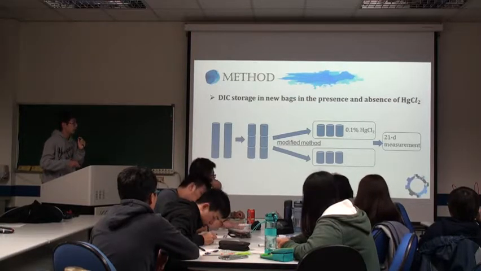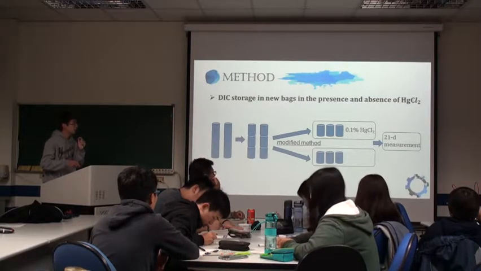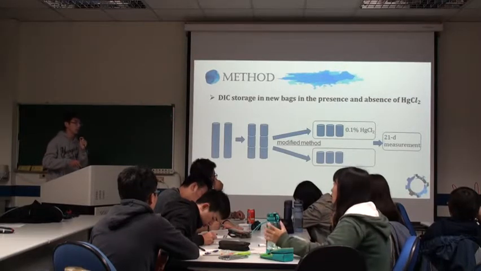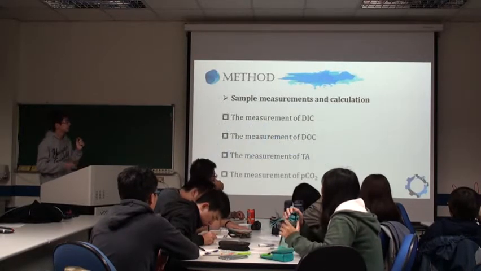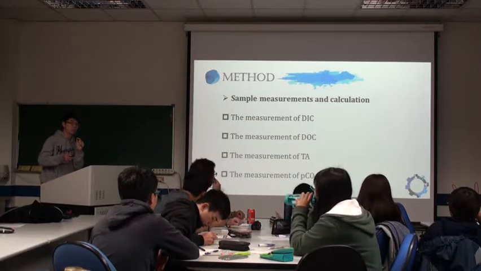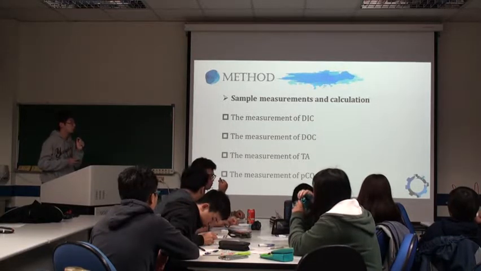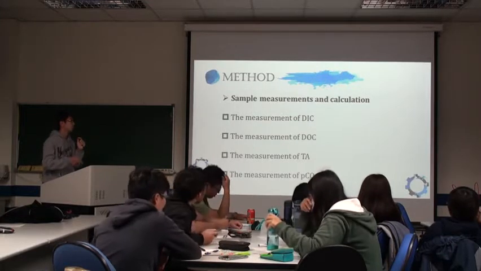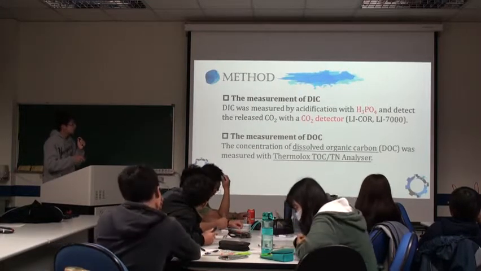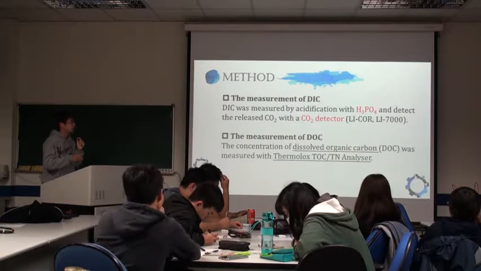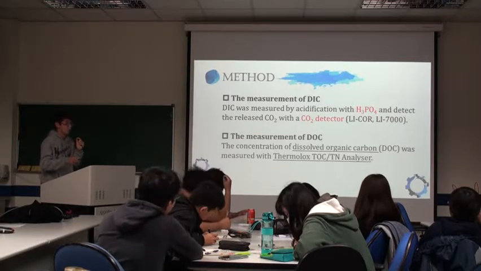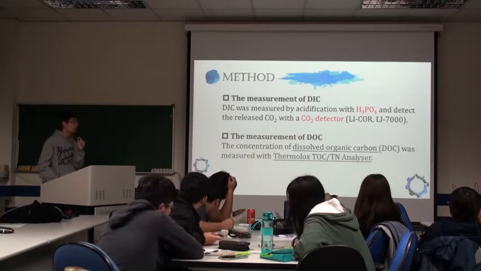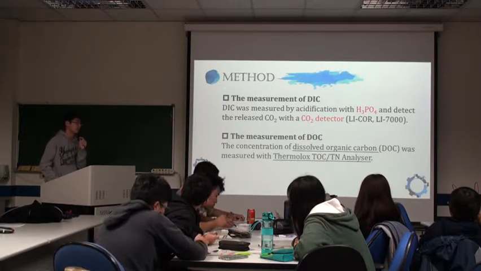And the time series measurement was performed on 21 days. After all the experiments were done, there were 4 data we need to measure: DIC, DOC, TA, and PCO2. DIC was measured by acidification with H3PO4 and detecting the released carbon dioxide with a carbon dioxide detector.